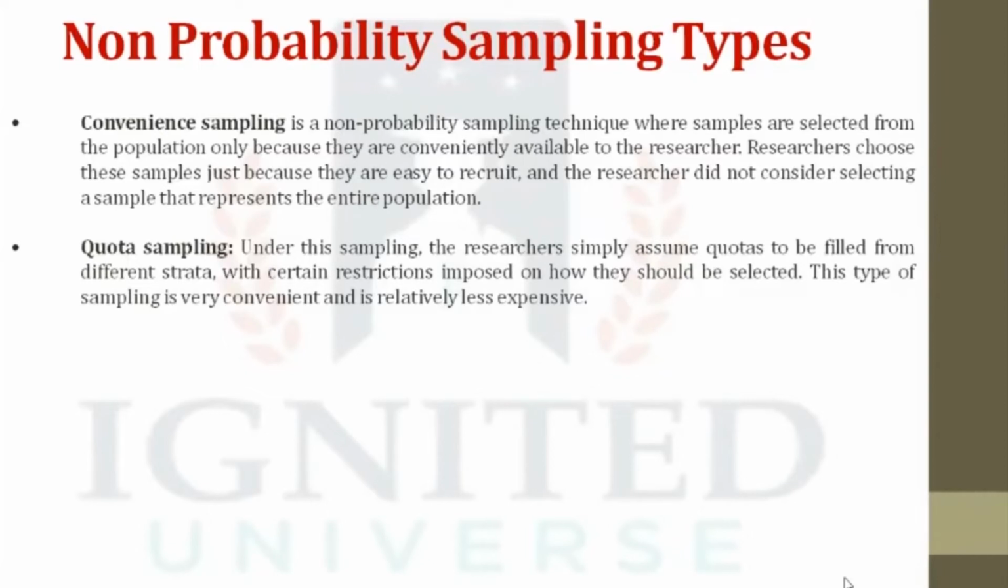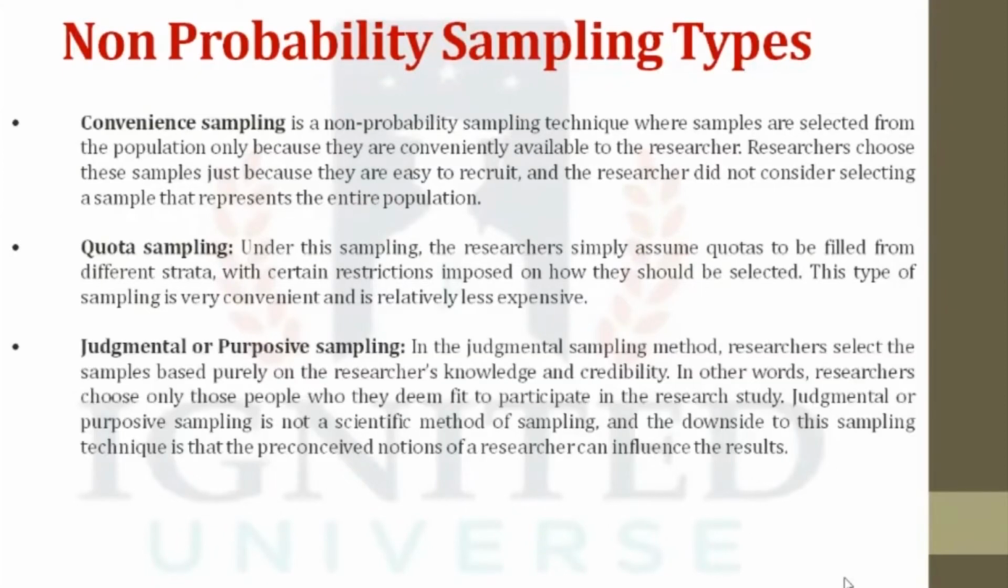In quota sampling, one should keep in mind that the samples should be in proportion to the population. For example, if in a city the male and female ratio is 60 to 40, then the sample chosen should be nearly of the same ratio. Moving on to the next non-probability sampling type, we have judgment sampling.